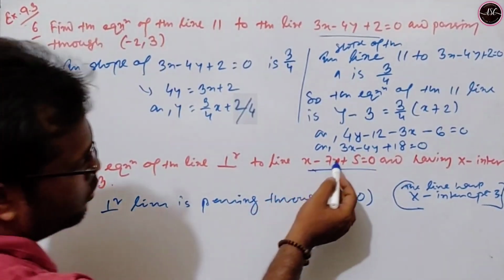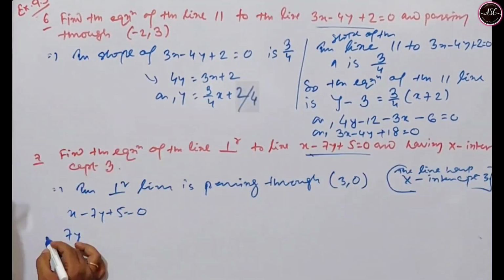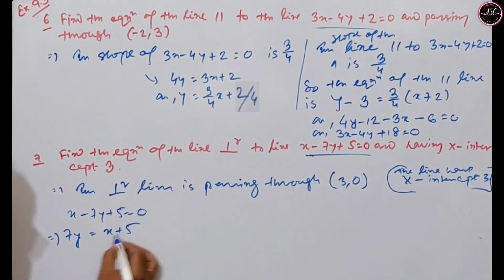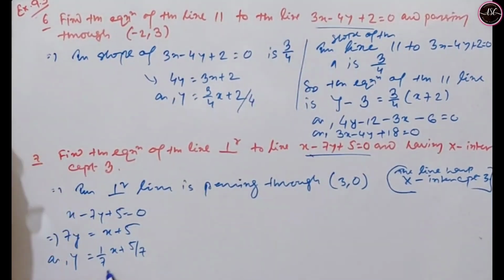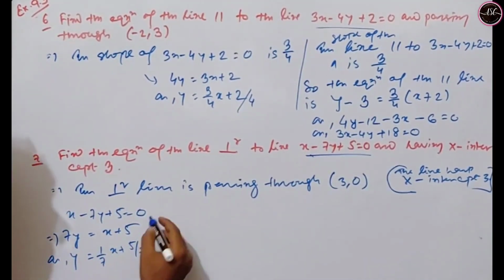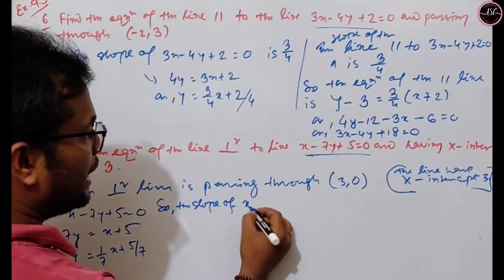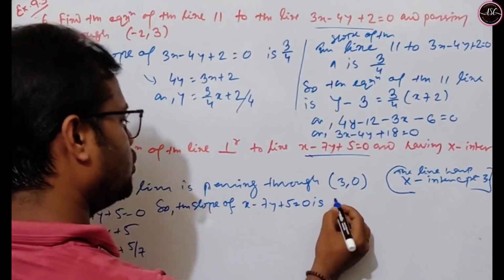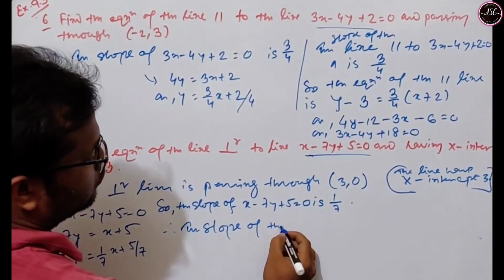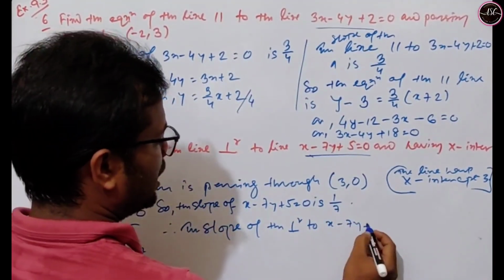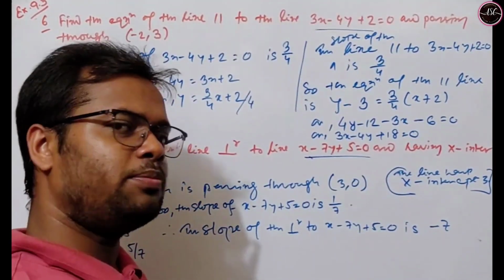So first we find the slope of this. x minus 7y plus 5 equal to 0, or this can be written as 7y equal to x plus 5, or y equal to 1 by 7 x plus 5 by 7. The slope of this line is 1 by 7. So the slope of x minus 7y plus 5 equal to 0 is 1 by 7. Therefore the slope of the perpendicular to x minus 7y plus 5 equal to 0 is minus 7, as the multiplication of their slopes is minus 1.